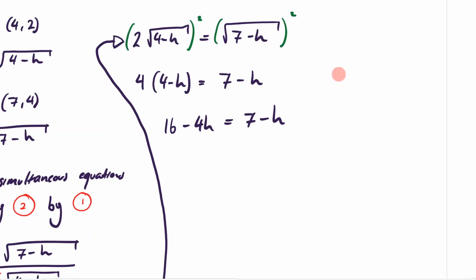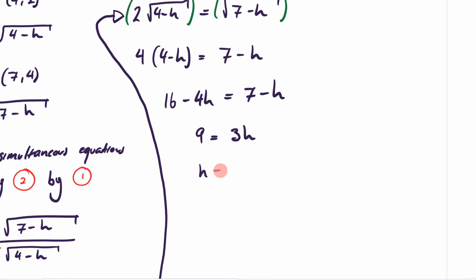The next thing I will do is I will minus 7 from both sides, which will leave me with 9 is equal to, and then I'll plus 4h onto the other side, which will be 3h. And that means what I'm going to end up with, once everything is said and done, is h is equal to 3. So that took a bit of time there, didn't it?